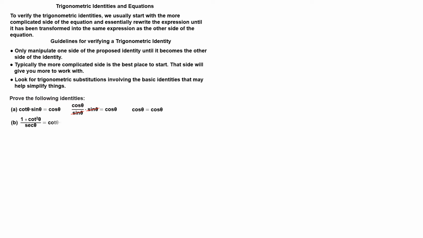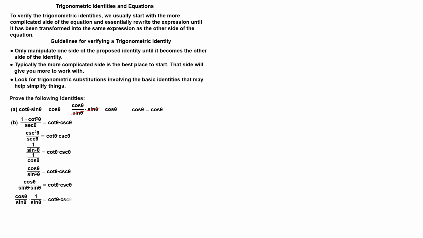There is no obvious way to simplify this expression, but the left side looks more complicated, so we will use the Pythagorean identity for the cosecant. Then we use the reciprocal identities. And finally, we use the reciprocal identity for the cotangent and the quotient identity for the cosecant. Since the two sides are equal, we have proved the identity.